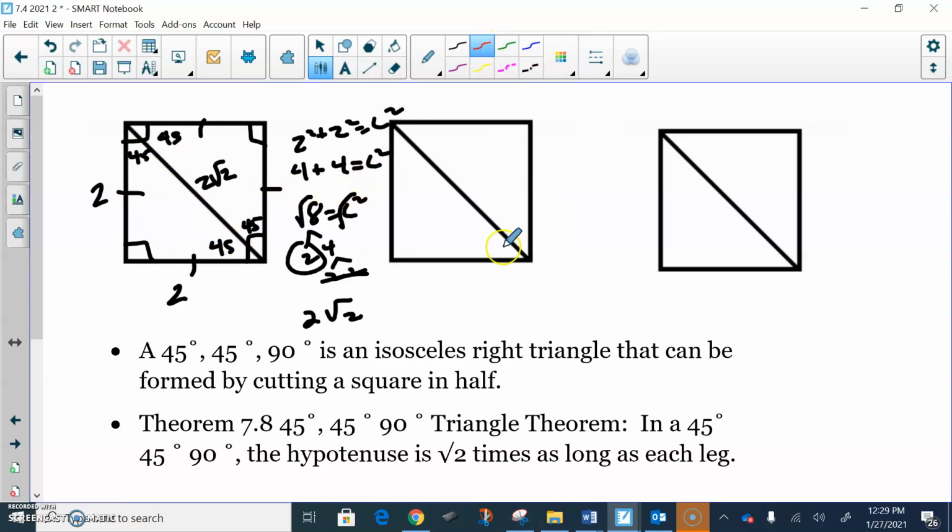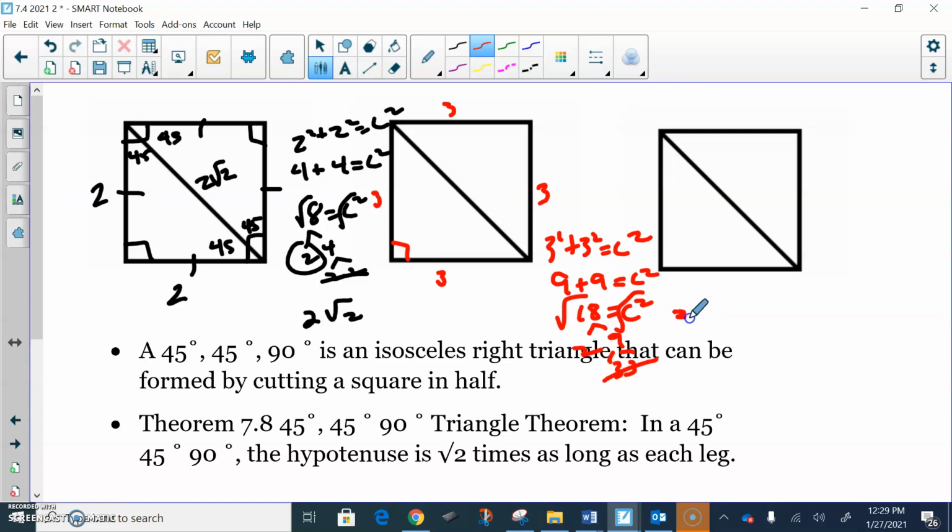Let's try it one more time. I'm sure you'll see the pattern forming. Let's say now that our sides are 3, and we're looking for the length of the diagonal. So again, we're going to use the Pythagorean theorem. 3 squared plus 3 squared equals c squared. 9 plus 9 equals c squared. 18 equals c squared. Square root both sides. We have 2 times 9, 3 times 3. We have a pair of 3's. We bring it out. We have a 2 left over, stays inside. So the length of our diagonal is 3 root 2.